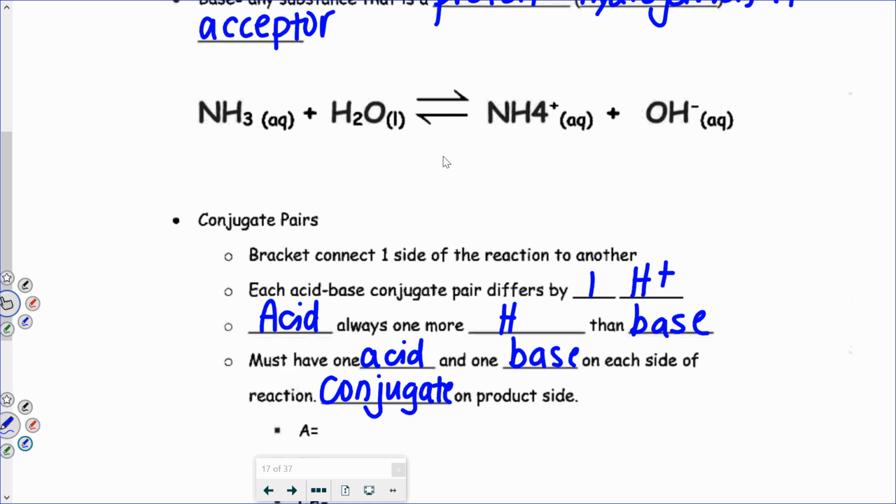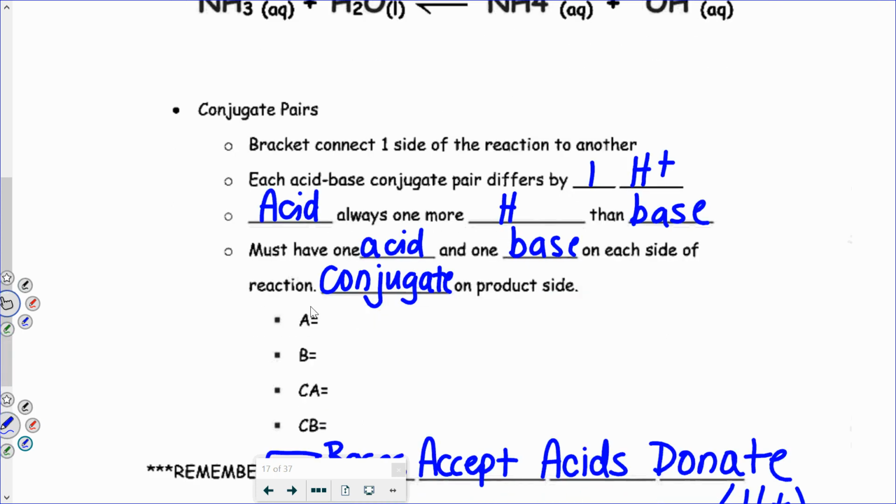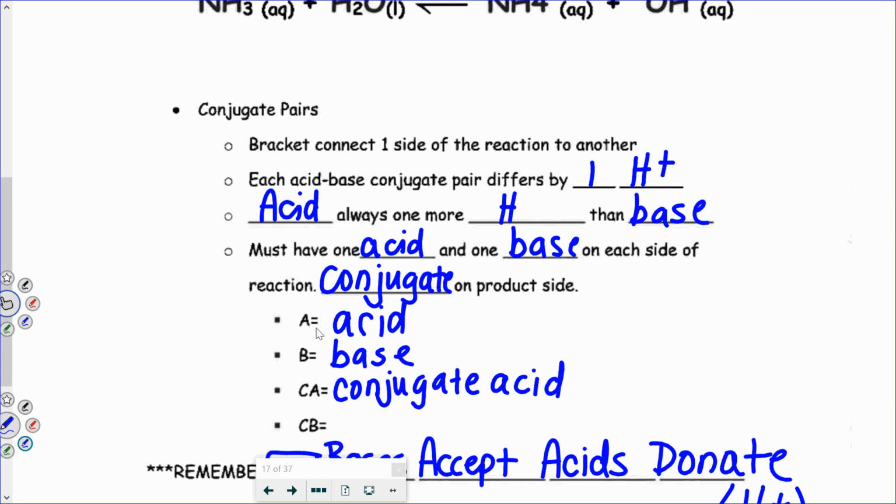So we're going to actually label 4 different things in here. We're going to label an A. A stands for acid. We're going to label B. B stands for base. We're going to label Ca. That stands for a conjugate acid. And we're going to label Cb for conjugate base.